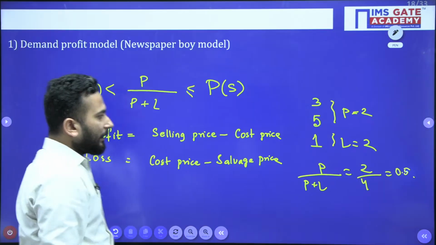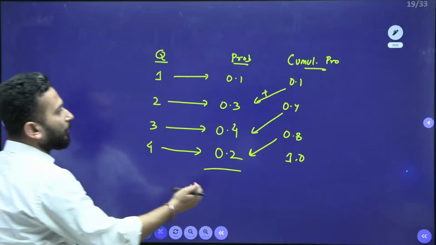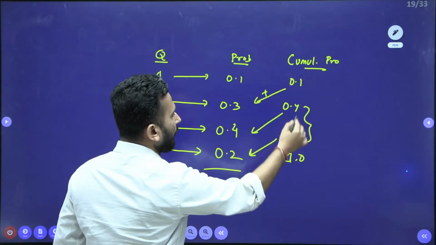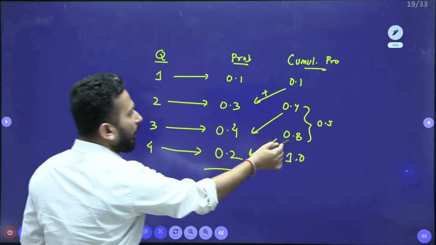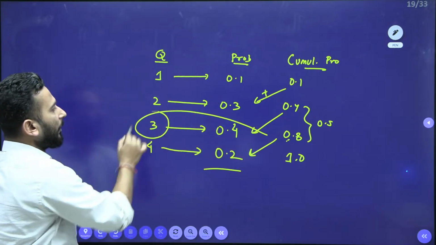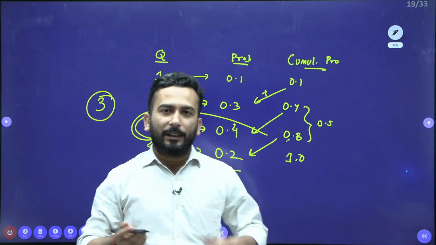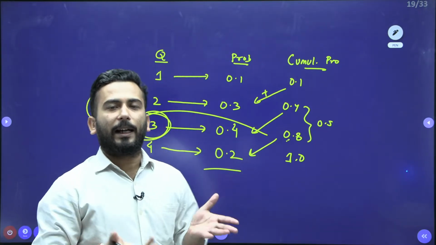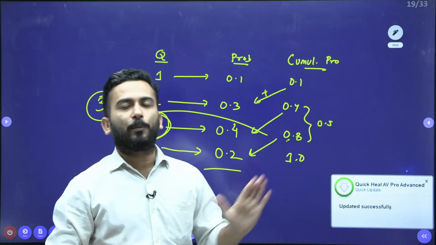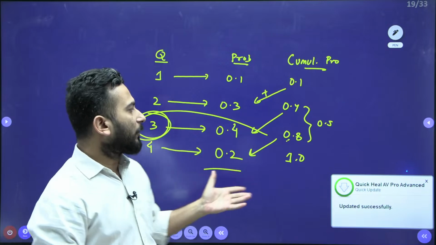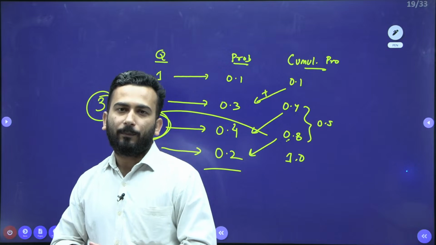So my dear friends, our P by L ratio was 0.5, and we have to check where 0.5 is lying. 0.5 is lying over here. So 0.5 will fall in this one. So your optimal order quantity is 3. That's it. See, with this example only, this is nothing but a kind of problem only. I have given one example and this has become a problem. So what is the answer? Which is your optimal order quantity? The optimal order quantity is 3 in this case, right?